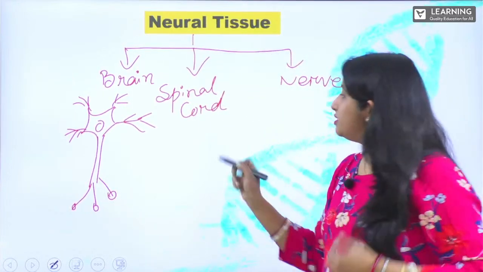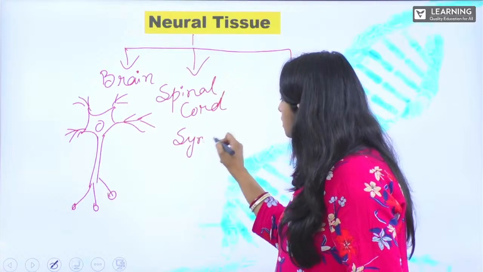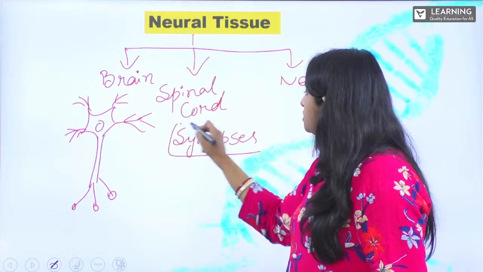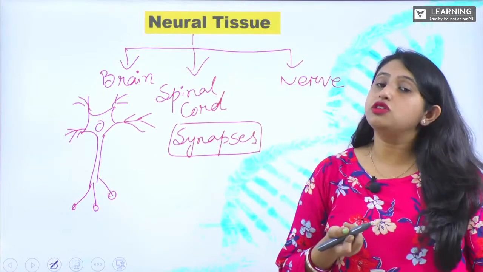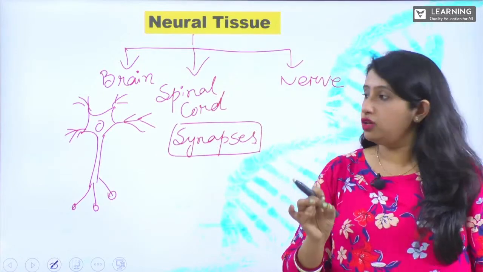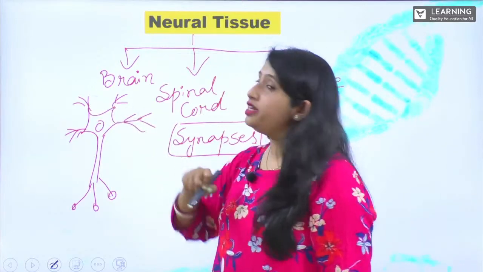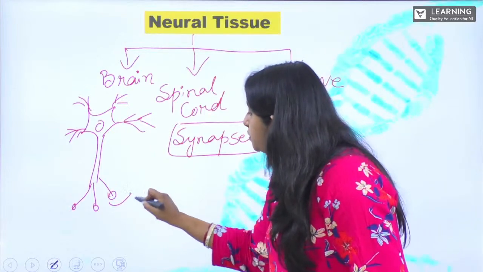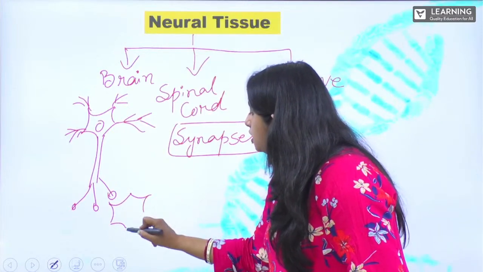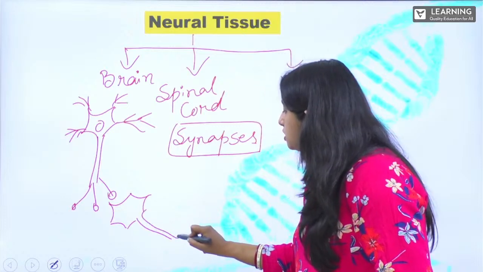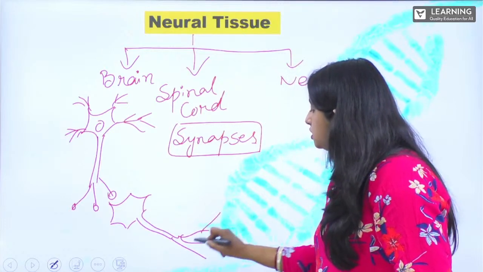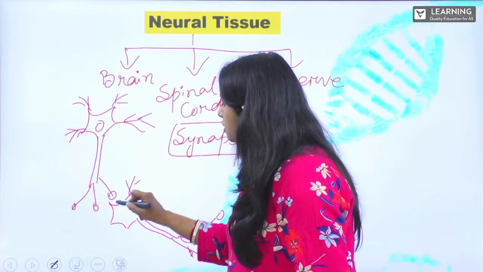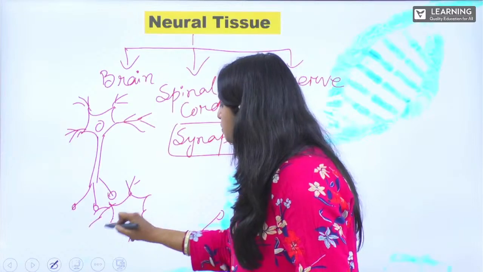Now, what do you mean by synapses? What does this term mean? Synapses is also known as nerve junction, okay? So as you can see, these are the dendrites, right? And this is the axon terminal. So here another neuron is joining, isn't it? This joining or this gap is known as synapses.